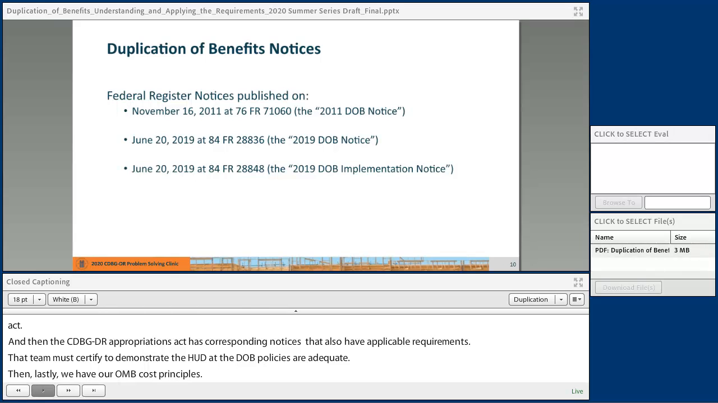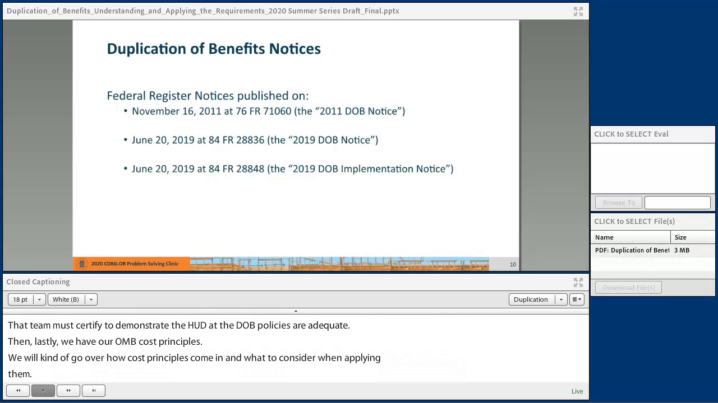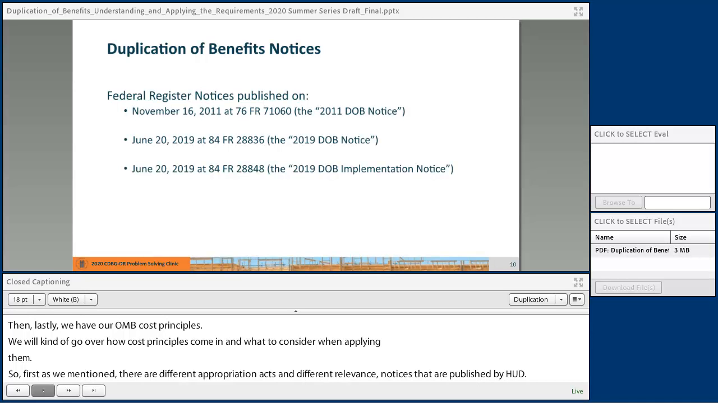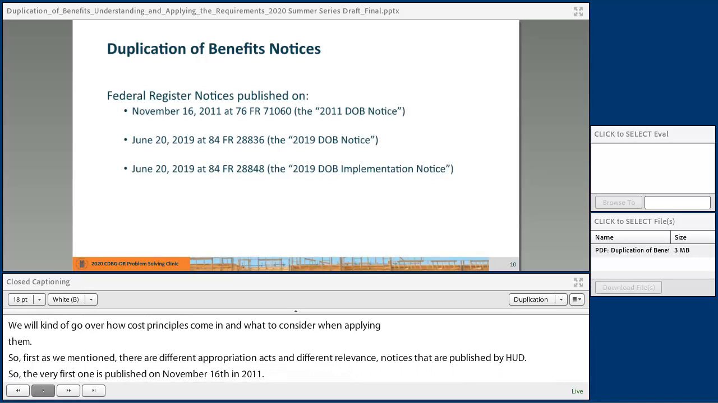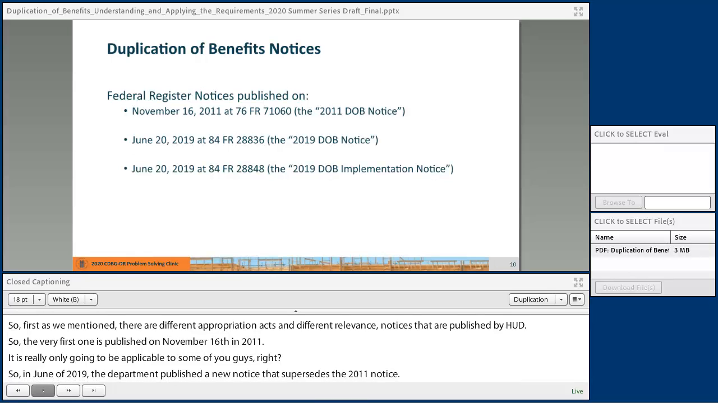So first, as we mentioned, there are different appropriation acts and different relevant Federal Register notices published by HUD that speak to DOB. Our very first one was published on November 16th, 2011, which is really only going to be applicable to some of you. Then in June of 2019, the department published a new notice that supersedes that 2011 notice. We often refer to that as our 2019 DOB notice.